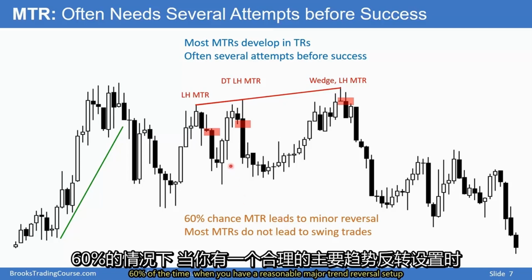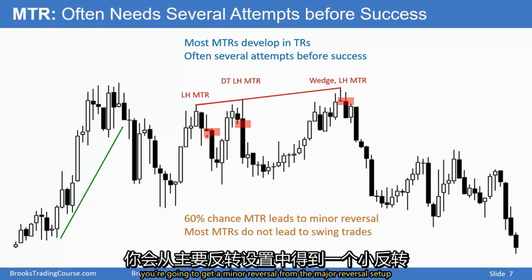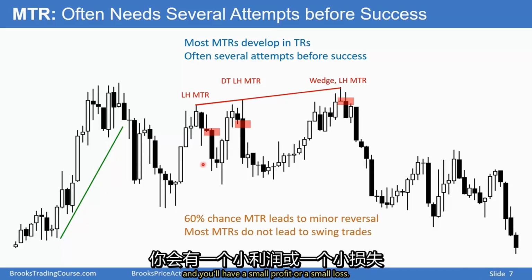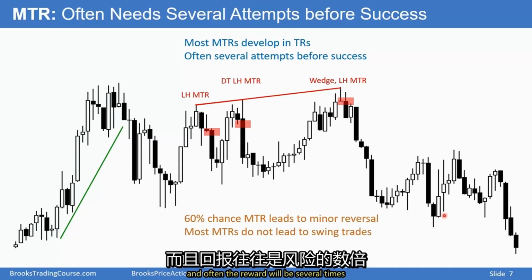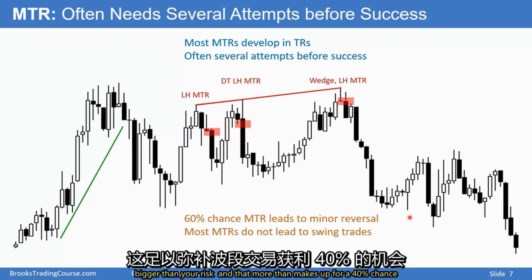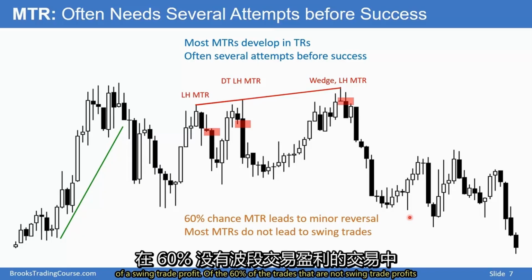60% of the time, when you have a reasonable major trend reversal setup, you're going to get a minor reversal from the major reversal setup, and you'll have a small profit or a small loss. But 40% of the time, you'll get a reward that is at least twice as big as your risk, and often the reward will be several times bigger than your risk, and that more than makes up for a 40% chance of a swing trade profit.